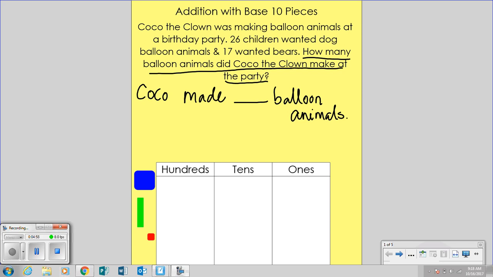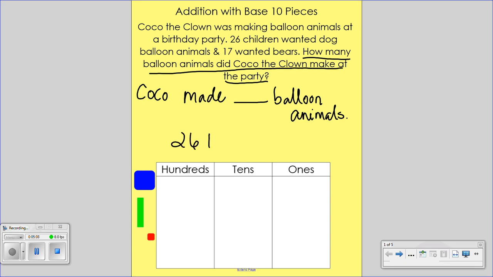What's going to be my equation that I'm figuring out for this problem? What am I actually adding together? Sam? 26 plus 17 equals... Wait, we don't know. Blank, question mark, whatever you want. Okay? Box works too.